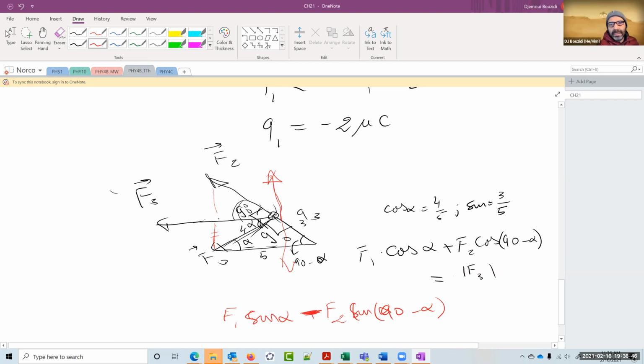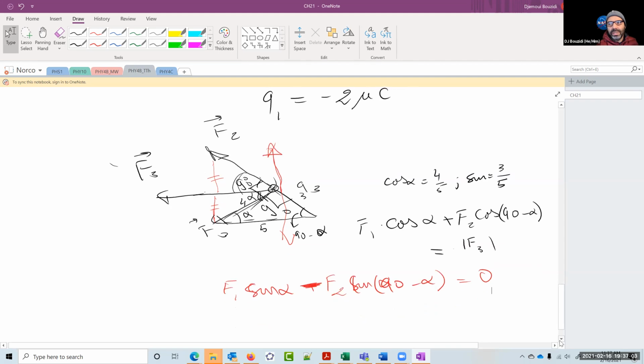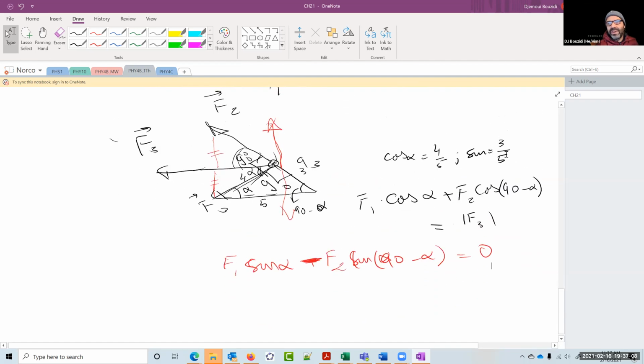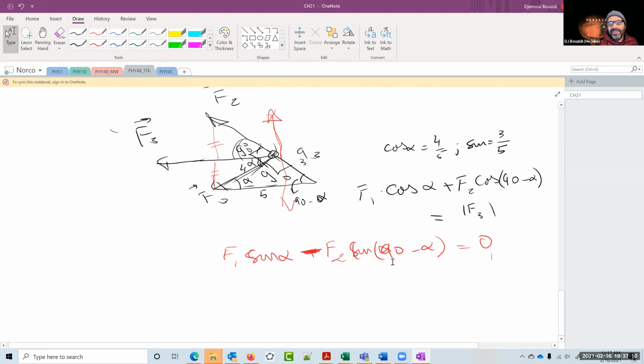And the other one is this component. So this is the component, the opposite to this angle, which is 90 degrees minus alpha, and this is alpha itself. So this must be equal to 0 because they cancel. The entire force has no component in the y direction. So let's do stuff. I know what sine of alpha is. It's 3/5. Do I need sine of 90 degrees minus alpha?